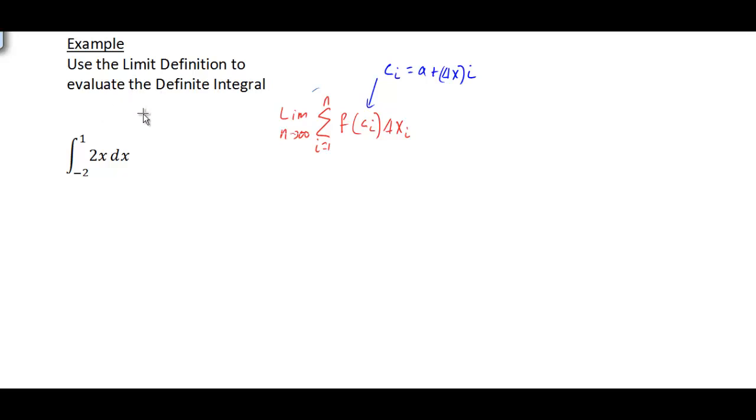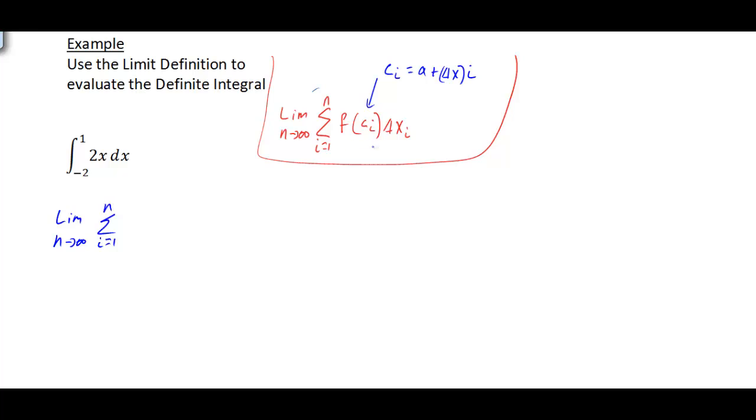So our first example, we have the integral from -2 to 1 of 2x dx. And like we did before, we want to use the limit definition to evaluate this definite integral. So we're going to transform this integral using this limit definition over here. So we're going to have the limit as n approaches infinity, okay, and the sum we have is going to be i equals 1 to n.